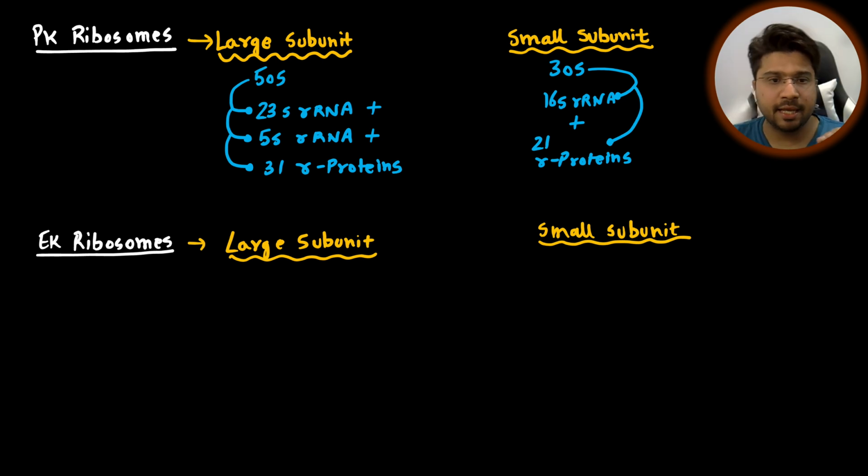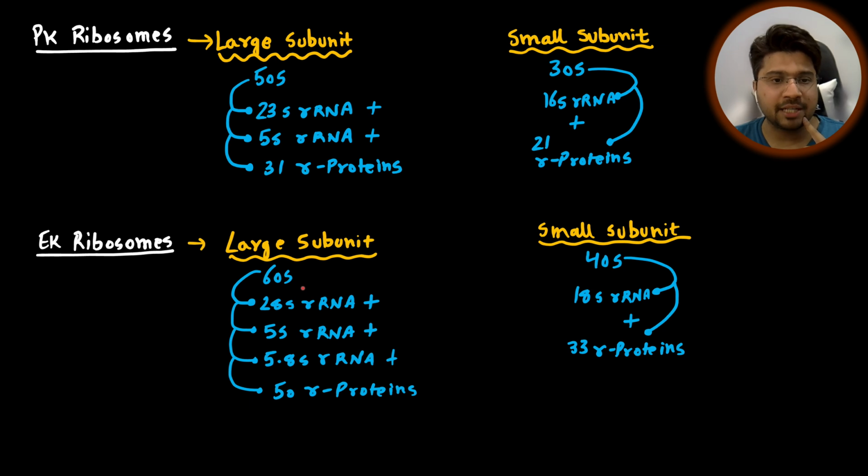For eukaryotic ribosomes, if we look at the large and the small subunit, the large subunit is called 60S, and the small subunit is called 40S. The large subunit will have 28S rRNA, 5S rRNA, 5.8S rRNA, and 50 ribosomal proteins. Once again, that's the count. While the 40S subunit has 18S rRNA plus 33 ribosomal proteins. I hope that makes sense to everybody.